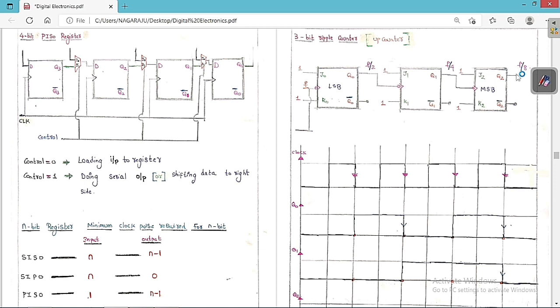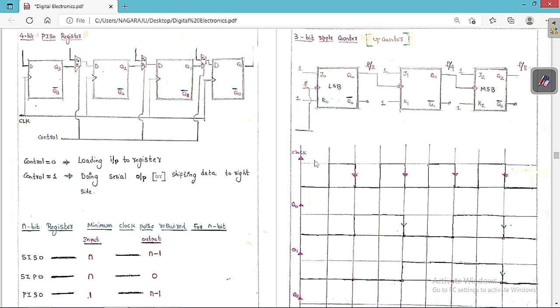Therefore, the output frequency of this MSB is f by 8, because each flip-flop has two states, so we have to divide by 2. So f by 2, f by 2 by 2 is f by 4, and f by 4 by 2 is f by 8. The general expression is f by 2 to the power of n, where n is the number of flip-flops. As there are 3 flip-flops, 2 cubed is 8, so the frequency is f by 8. That is what you have to remember.